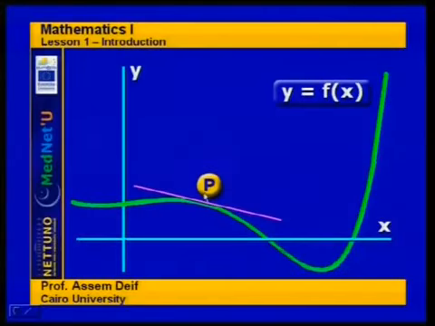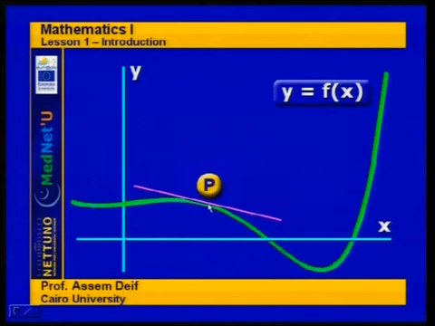And such a problem, in fact, can be dealt with approximately by taking any two neighboring points to the point P and then drawing a secant. Here you have the point P, and you wish to calculate the slope of this tangent at the point P. In other words, the tangent of the angle of inclination of this straight line with the horizontal axis.